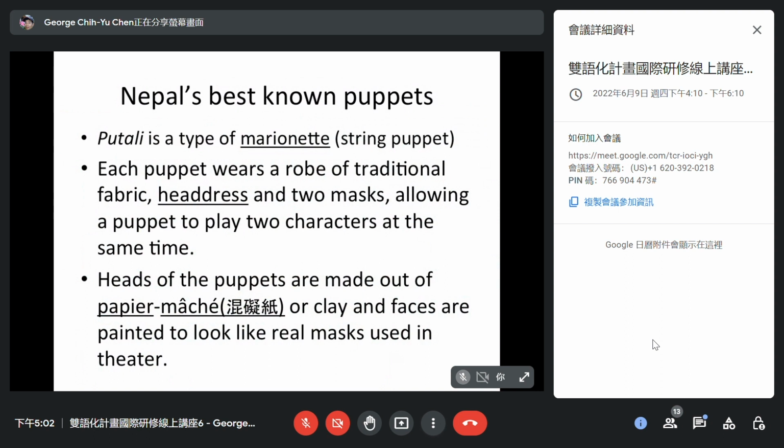When I was in Nepal, I saw the puppet and I was instantly in love with the design, especially that it's double-sided. 我们的布袋戏 is a little bit different because it's one-sided. So if you collect puppets, this is a very good choice. The heads of the puppets are made out of papier-mâché or clay. And the faces are painted to look like real masks used in theater.